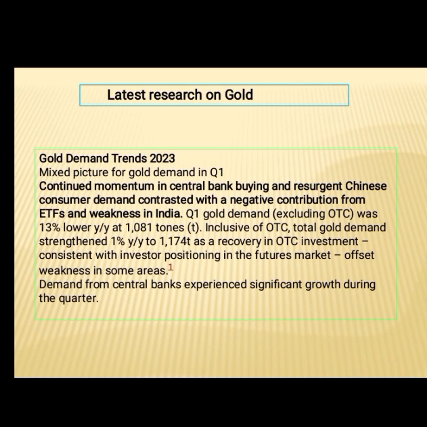Latest research of gold. Gold demand trends 2023. Mixed picture for gold demand in Q1. Continued movement in central bank buying and resurgent Chinese consumer demand contrasted with a negative contribution from ETFs and weakness in India. Q1 gold demand was 30% lower year over year at 1081 tons, inclusive of OTC. Total gold demand strengthened year over year to 1174 tons as a recovery in OTC investment, consistent with investor positioning in the futures market, offset weakness in some areas.